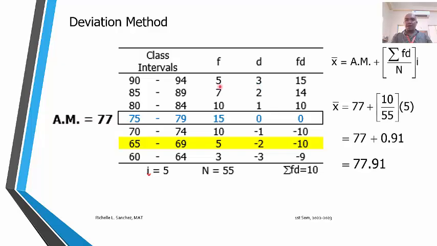After that, we multiply the f and d columns. So 5 times 3, that is 15. 7 times 2 equals 14. 10 times 1, that is 10, and so on.